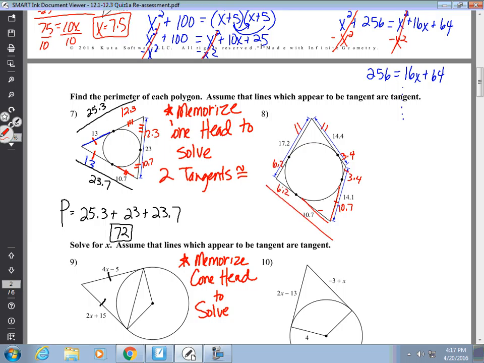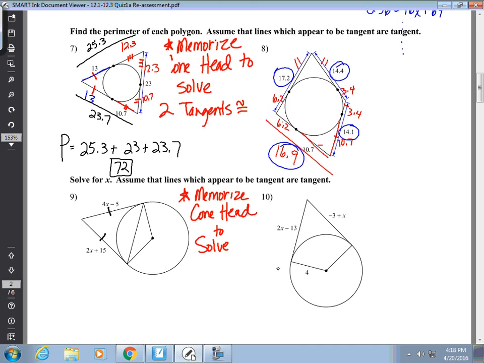And now I can find this whole side here, which is 16.9. And now I can do my perimeter. Because you have this whole side, this whole side, this whole side, and now we have the whole fourth side. You can add all four sides to come up.